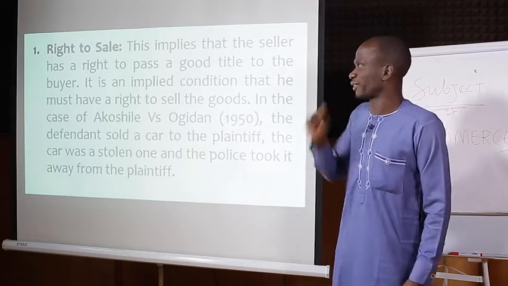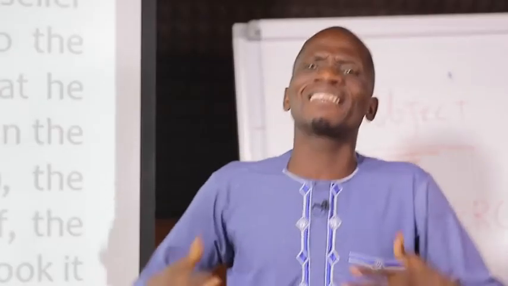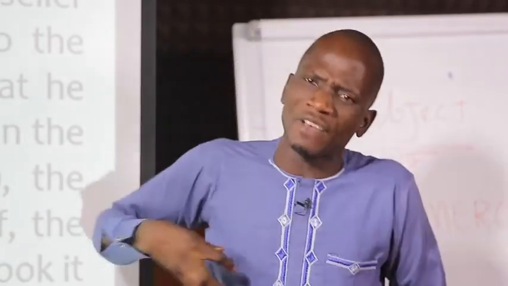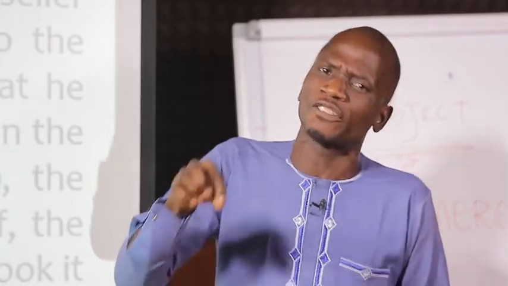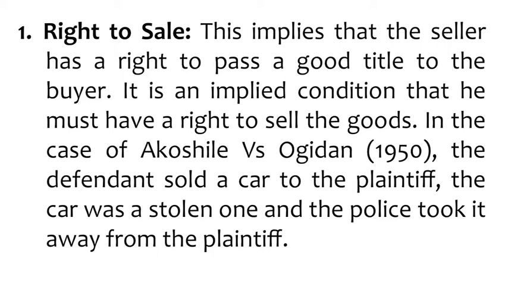One, right to sell. This implies that the seller has a right to pass a good title to the buyer. It is a law which says that if you are in possession of an item, you have a right to transfer the ownership, the title of such good, to the next party. It is an implied condition that he must have a right to sell the good.